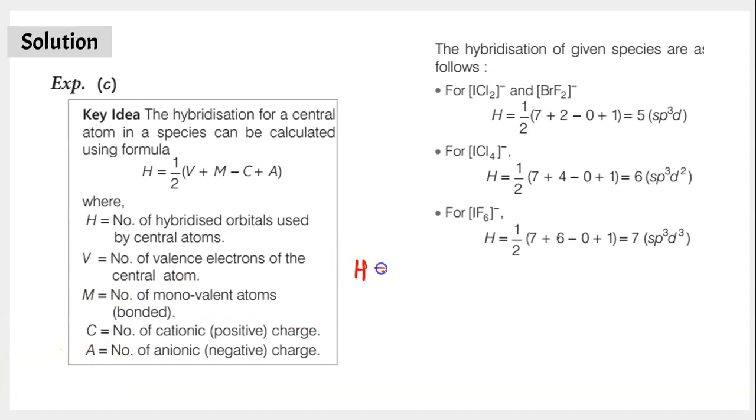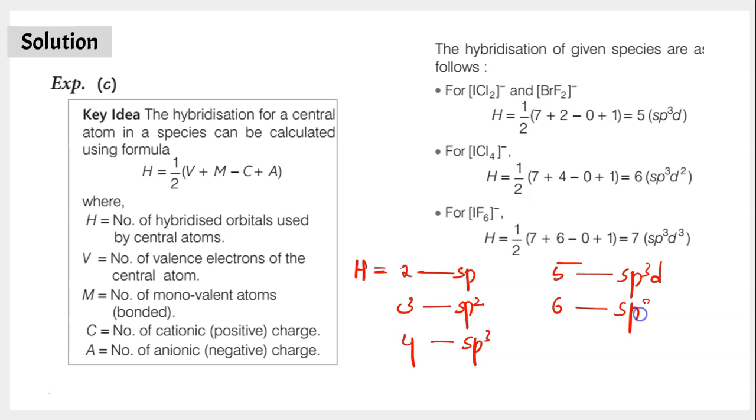If the total number of hybrid orbitals is equal to 2, then hybridization is sp. If it is equal to 3, then hybridization is sp2. If it is equal to 4, hybridization is sp3. If it is equal to 5, then hybridization is sp3d. If it is equal to 6, then the hybridization is sp3d2. If it is equal to 7, then hybridization is sp3d3. So by observing the number of hybrid orbitals, you have to find the hybridization.